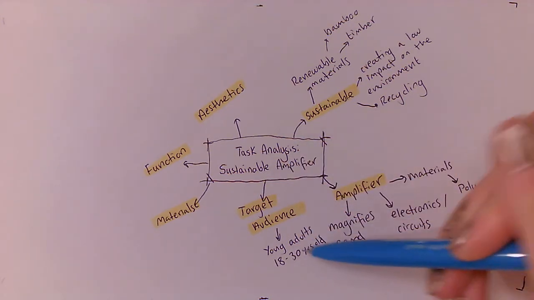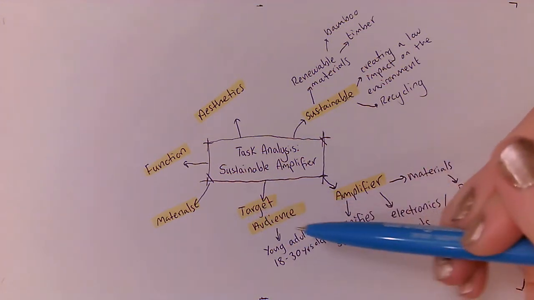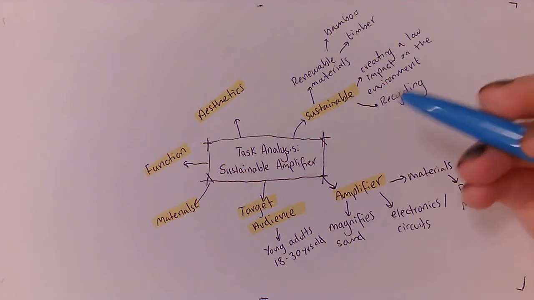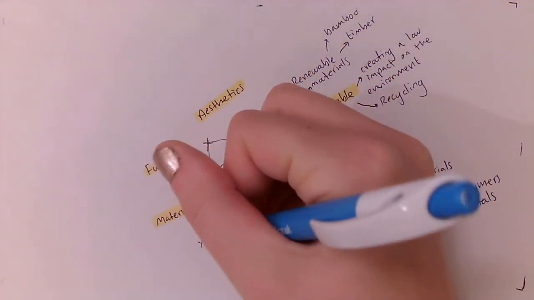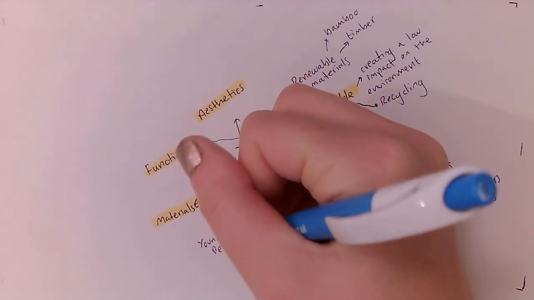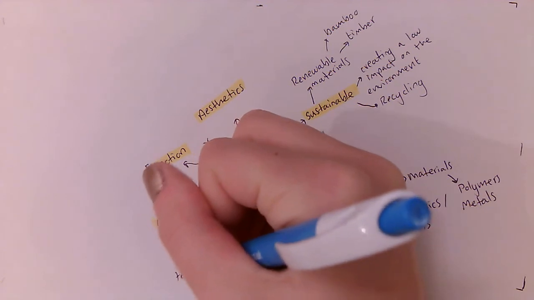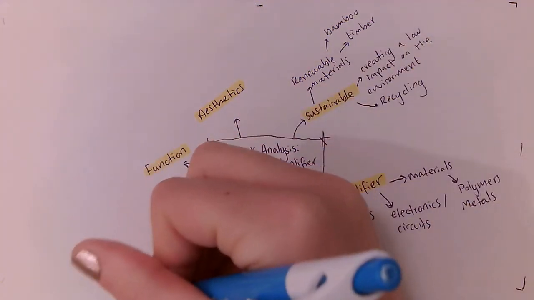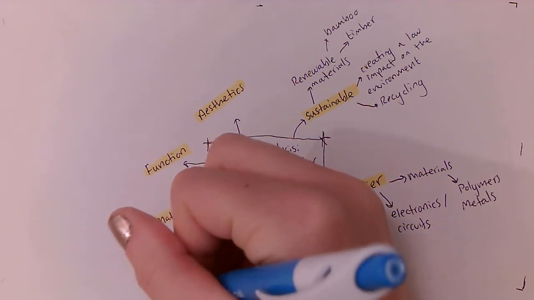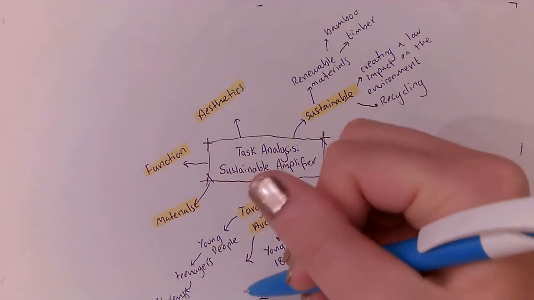However, I'm not just going to leave that there and end it. I'm going to show that I've thought of other people that I can aim my product to. So for example, young people. So to me, that's teenagers. Teenagers are students. And again, I could just keep branching out with all the other possibilities.